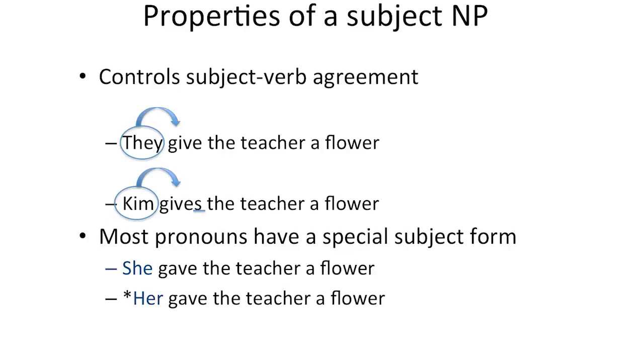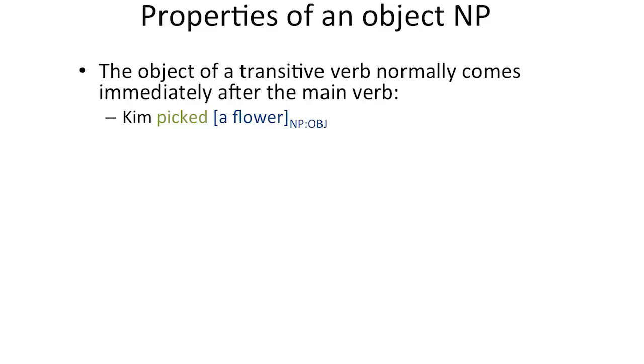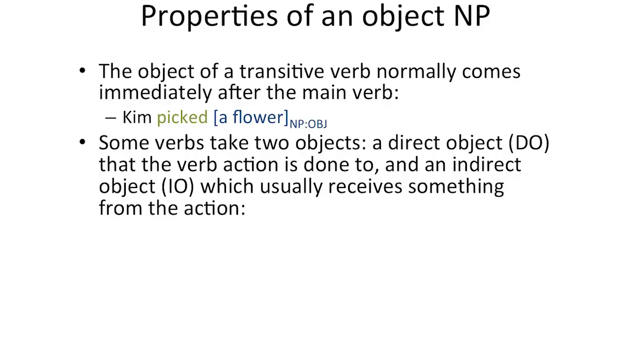Next, we'll look at object noun phrases. The object of a transitive verb normally comes immediately after the main verb, as in Kim picked a flower, where a flower is the object noun phrase. There are some verbs that take two objects, a direct object that the verb action is done to, and an indirect object which normally receives something from the action, as in the teacher gave him a book, where a book is the direct object, it's the thing being given. Him is the indirect object, he's the one who ends up with the book after the action has taken place.